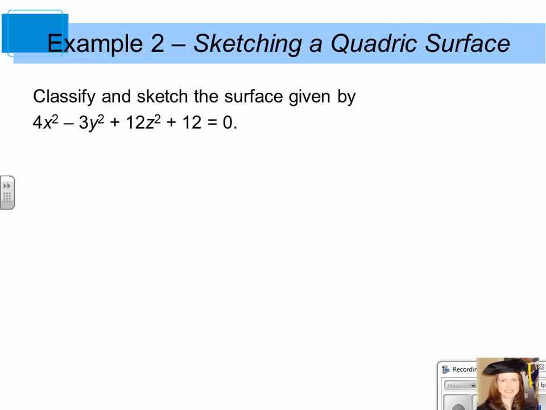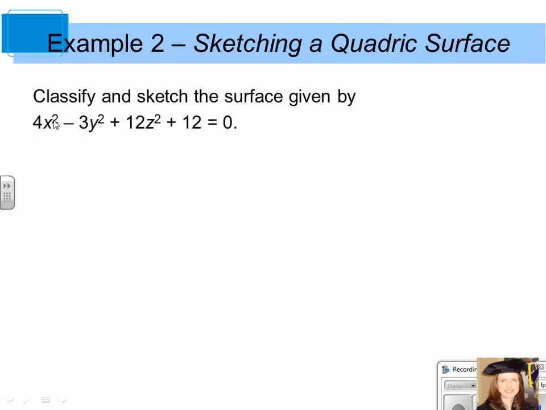Here's an example of classifying and sketching the surface given by 4x squared minus 3y squared plus 12z squared plus 12 equals 0. Now you can pause and try to do this one on your own. And when you're done making your sketch, come back and view the slide to see the solution.